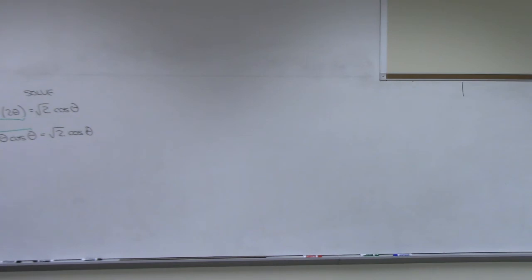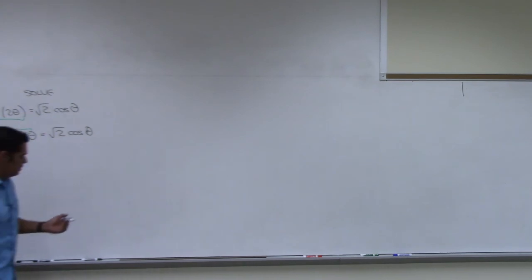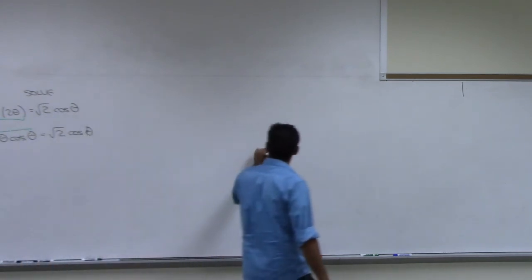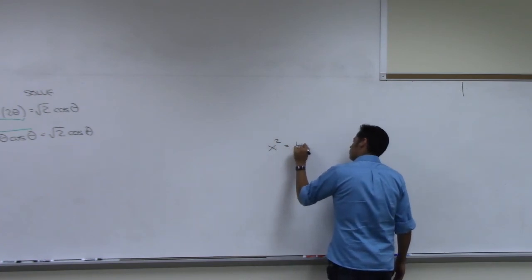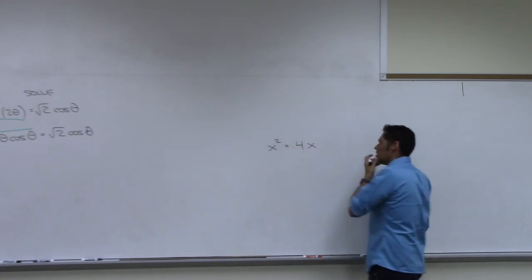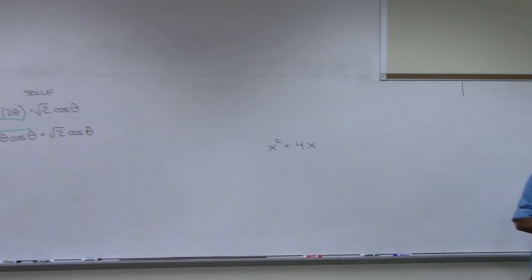The next move is going to be a critical move, though. Divide both sides by cosine theta. All right. I want us to look at this equation real quick.